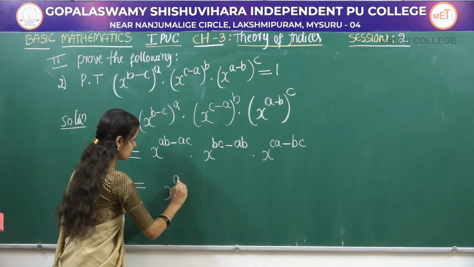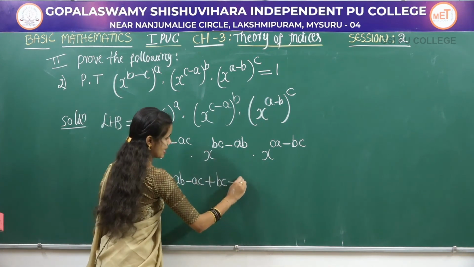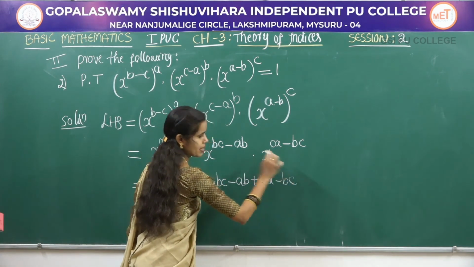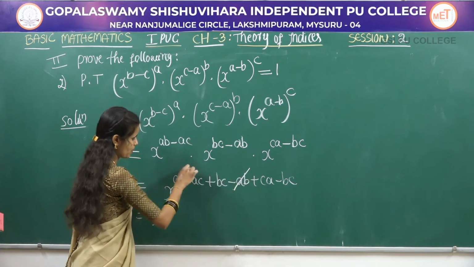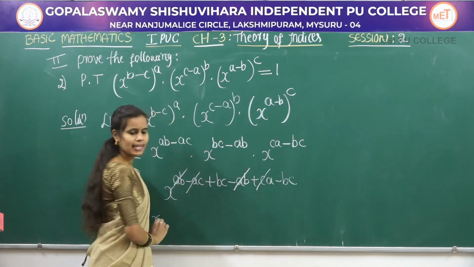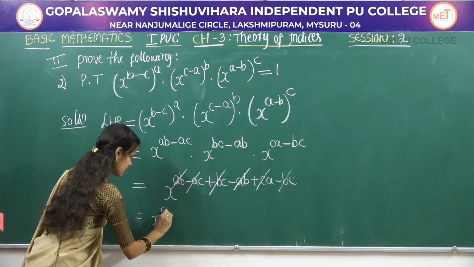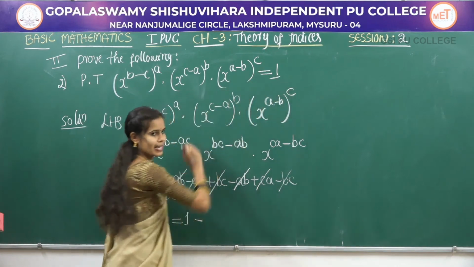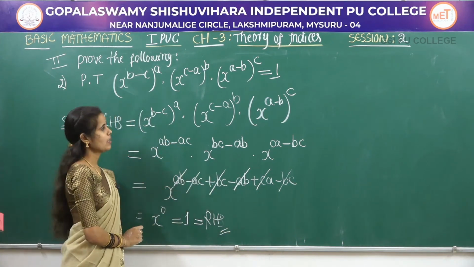Add the powers. The powers are ab minus ac plus bc minus ab plus ca minus bc. Okay. So x to the power of: ab minus ab, ab minus ab get cancelled. Minus ac plus ac get cancelled. Plus bc minus bc get cancelled. So the remaining term is 0. So x to the power of 0 is 1. So this is equal to RHS.